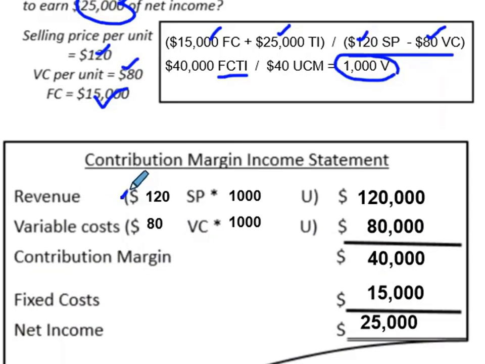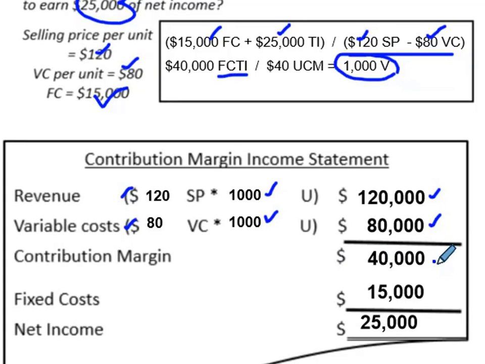And if you want to prove it to yourself, I show it right here. Again, we've inserted the sales price and the variable cost. There is a volume we've calculated. The calculations of $120,000 minus $80,000 variable cost equals a contribution margin of $40,000, minus our fixed cost gives us a net income, and that's our targeted income of $25,000.